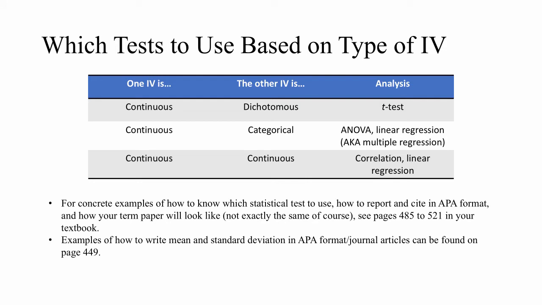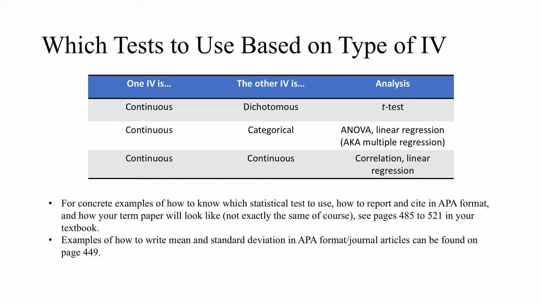I made this little table for you guys. There's a lot of helpful information in your textbooks. There are concrete examples, etc. So go to pages 485 to 521 in your textbook. And then also there are examples of how to write up the mean and standard deviation in APA format, or how it looks in journal articles, and that's on page 449.